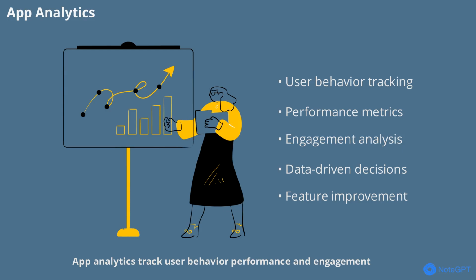App analytics track user behavior, performance, and engagement. Developers use analytics to understand how people use their apps, identify trends, and make data-driven decisions. This information helps improve features, fix problems, and optimize marketing.